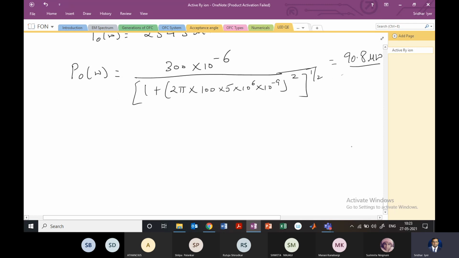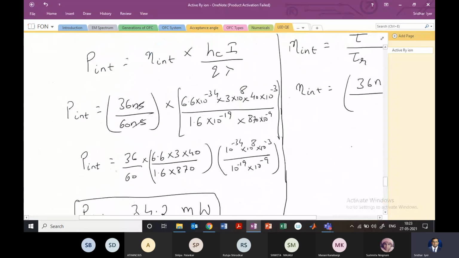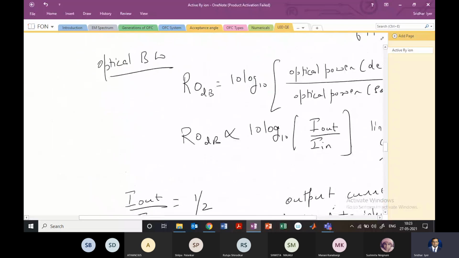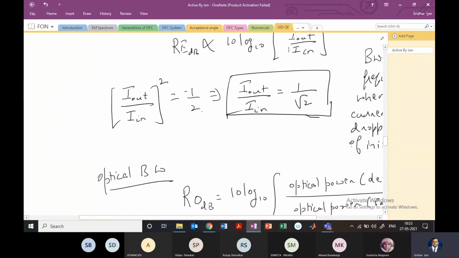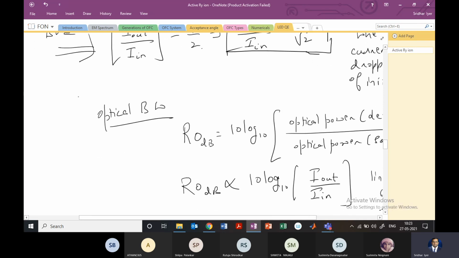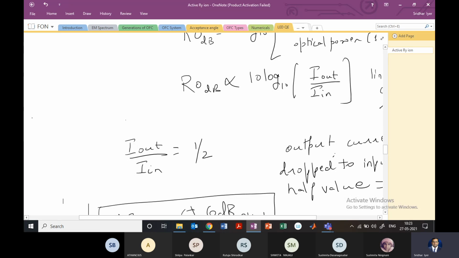It says determine the 3 dB optical bandwidth for the device and estimate the 3 dB electrical bandwidth, right? Okay, so now to do this, let me scroll up and let us look at what we had done yesterday in the electrical bandwidth. So if you see here, this is the electrical bandwidth, the ratio here. This is bandwidth electrical. So I out by I in is 1 by root 2, right? Whereas if you compare that with optical bandwidth, this is the ratio.